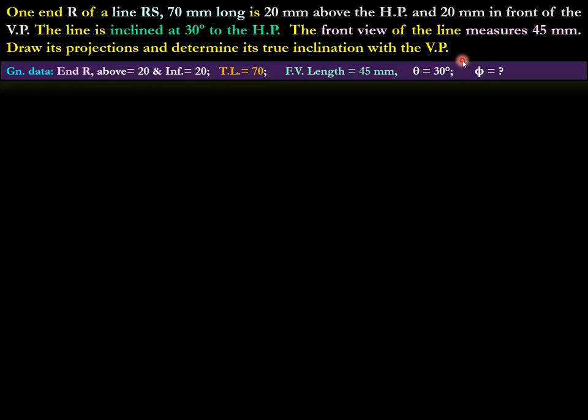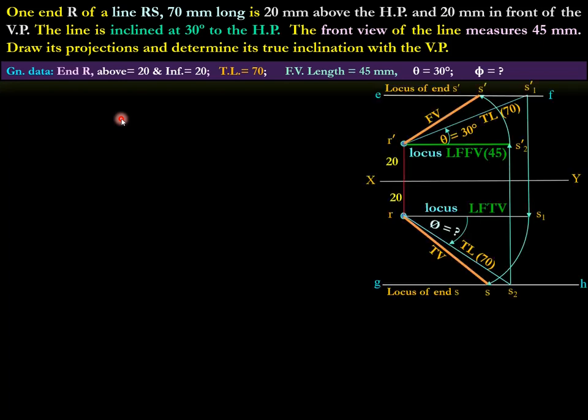This problem is slightly different from the other 5 problems. As usual, there are 4 data which are given. The position of the end R is given, the true length of the line is given, the length of the front view is given, and the inclination of the straight line with the horizontal plane is given. While solving the indirect problems of this category, the solution can be obtained very easily if we draw the rough sketch of the direct type of solution diagram and mark the given data on it.